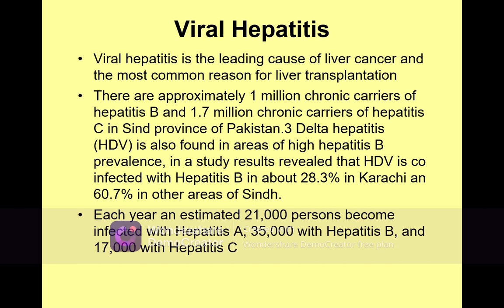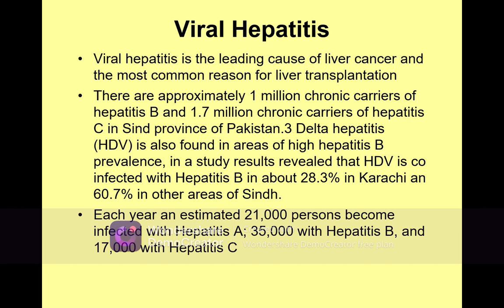Viral hepatitis is the leading cause of liver cancer and the most common reason for liver transplantation. There are approximately 1 million chronic carriers of hepatitis B and 1.7 million chronic carriers of hepatitis C in the province of Sindh. The Delta virus association is seen with B. A study reveals that it is co-infected with B in 28.3% in Karachi and 60.7% in other areas of Sindh. So the management will be difficult if B is associated with D.